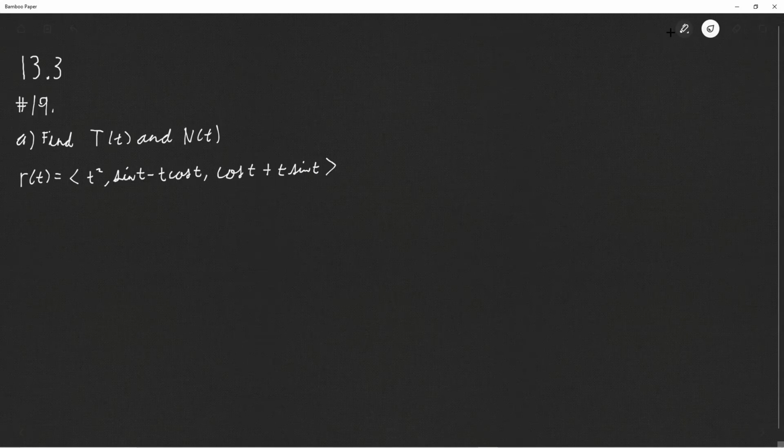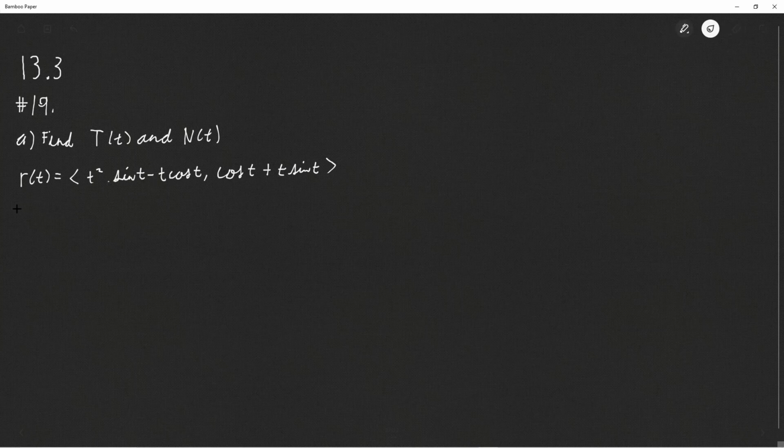Okay, today we're going to be going over some questions from the textbook to find the tangent and normal vectors along with curvature. So first we have question 19, part A, which is finding the tangent and normal vectors of our position vector, which is t squared sine t minus t cos t and cos t plus t sine t.